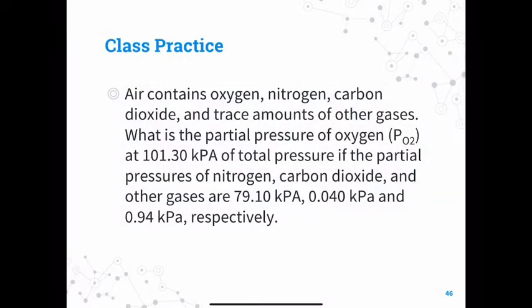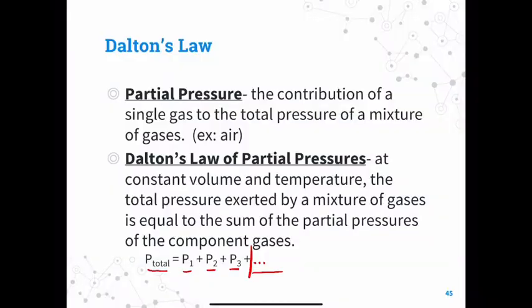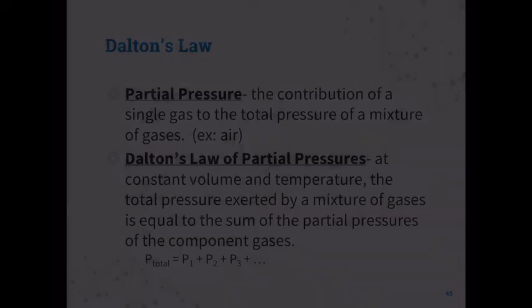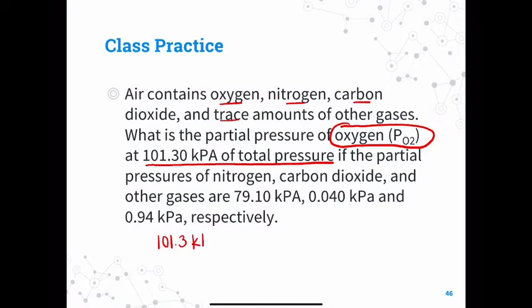So let's look at a practice problem together. It says, air contains oxygen, nitrogen, and carbon dioxide and trace amounts, that means small amounts, of other gases. What is the partial pressure of oxygen? So that's what we're trying to find, at 101.3 kPa of total pressure. So that's our total. I'm going to write it on the left because the total here appears on the left. 101.3 kPa is our P total.